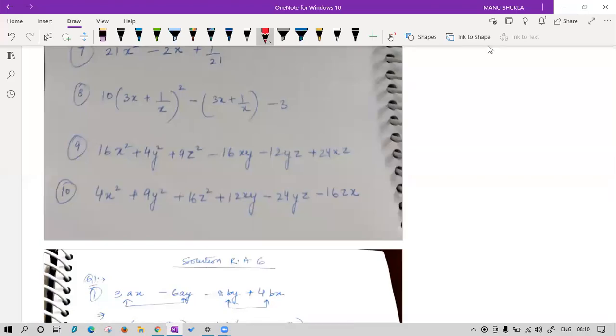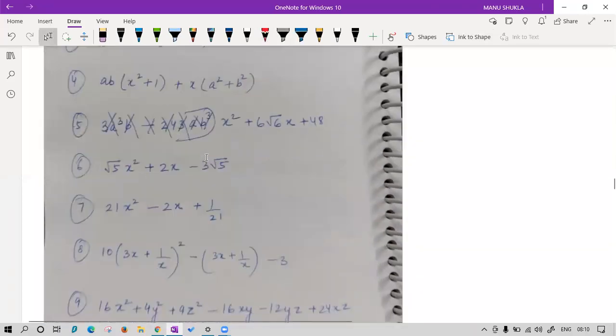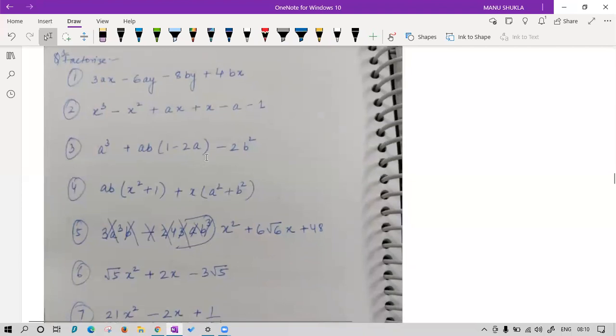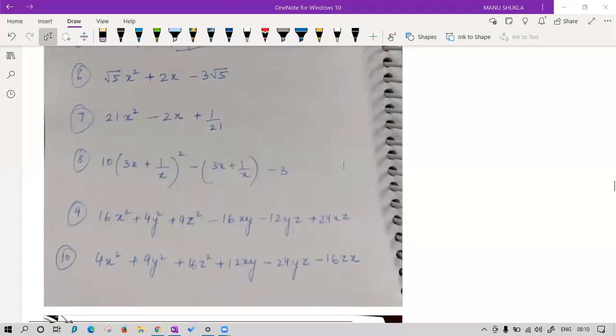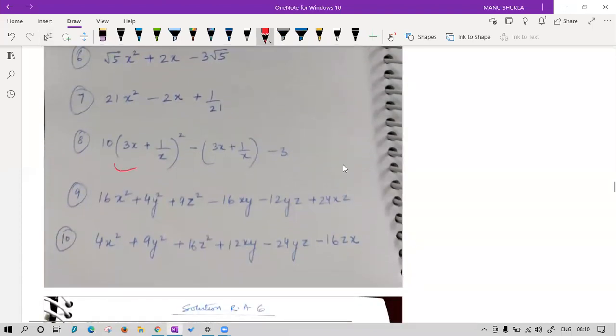Okay. So yesterday we discussed assignment number 6. Question number 1: 3ax minus 6ay minus 8by plus 4bx. Sir, I took 3x plus 1 by x common. Okay, Moksh, by taking that common, I don't think it will help you because it will be common in these two only, and after that you will be stuck. Maybe you can try. If you are getting the answer, it is fine.